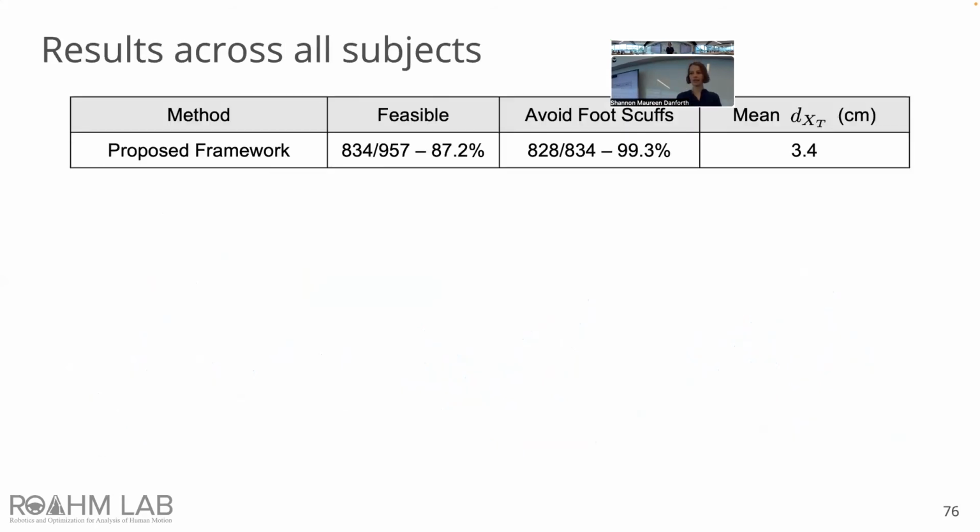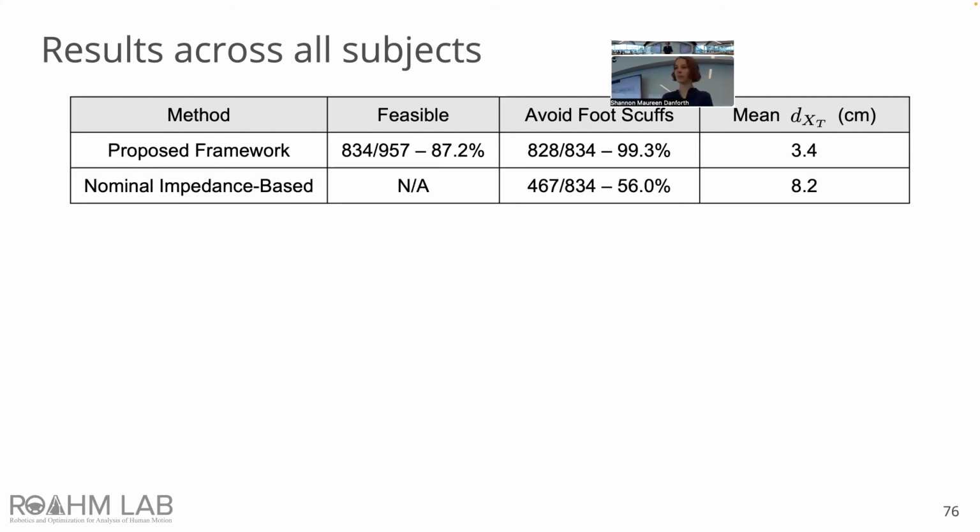So across all subjects, our proposed framework generated a feasible solution for over 87% of trials, and then avoided foot scuffs for over 99% of those trials, with a mean distance outside of the target set at touchdown of 3.4 centimeters. In comparison, the nominal impedance-based controller avoided foot scuffs for only 56% of trials and had a larger distance outside of the target set. But let's take a look at those cases where our method was unable to avoid foot scuffs.